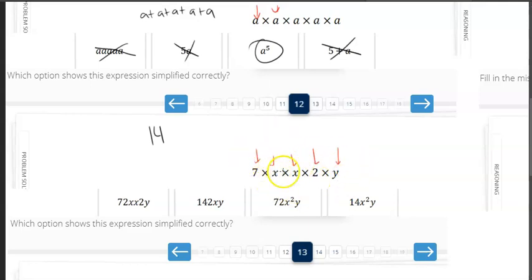Next, we see how many x's there are. There's an x here and an x here. Because there are 2 of them being multiplied together, it's x squared. And then we just have this y tagging along.